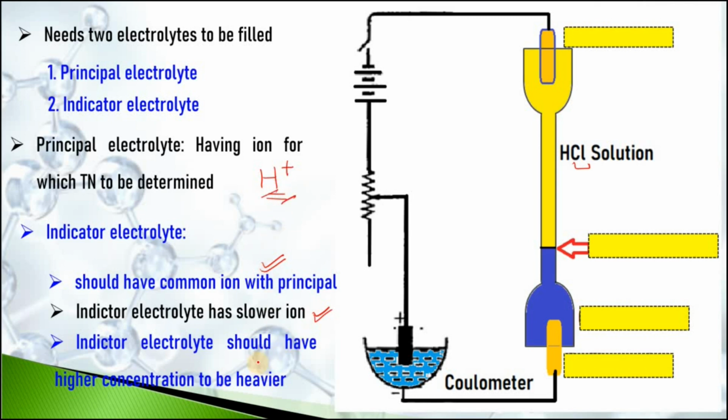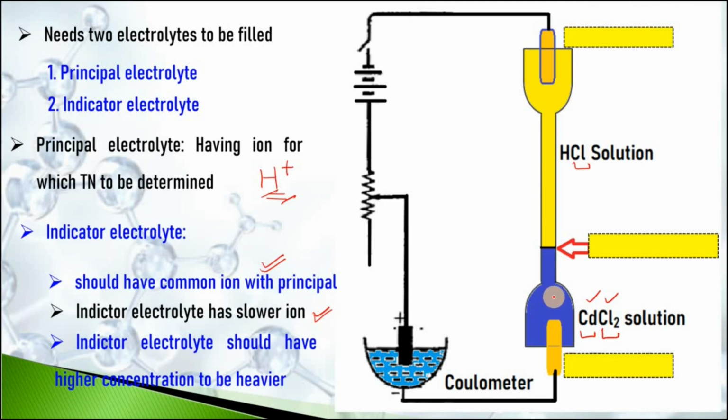And third, the concentration of the indicator electrolyte should be more. In this case, we have taken cadmium chloride as the indicator electrolyte. It has a common chloride ion. Second, its cation Cd2+ is slower than the hydrogen ion, and we take the concentration of CdCl2 in such a way that it becomes heavier than the HCl solution.